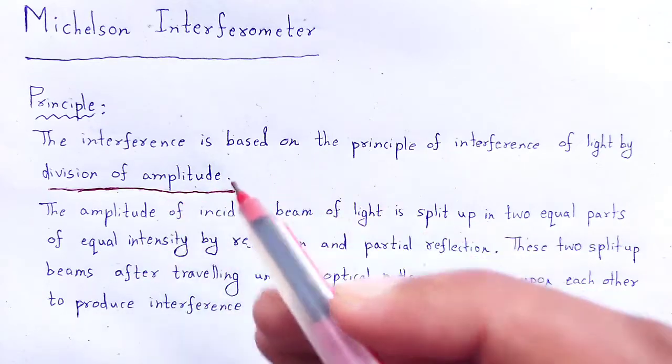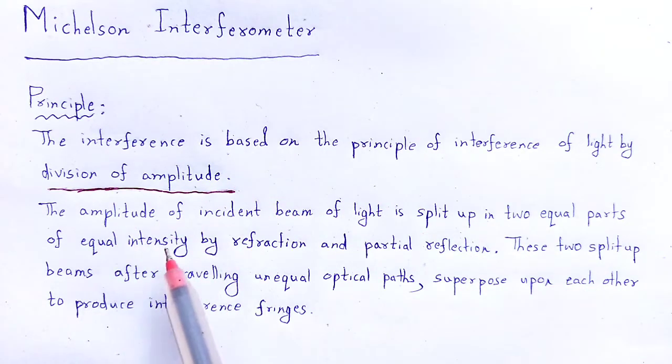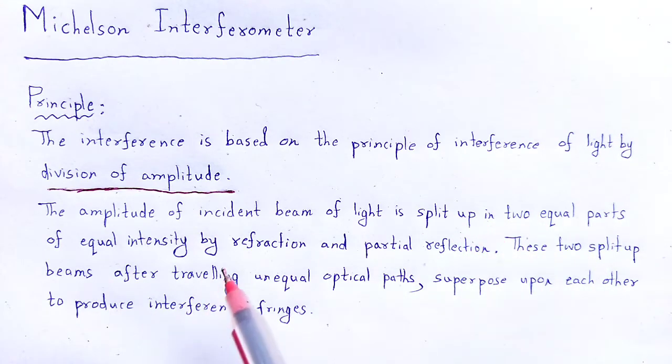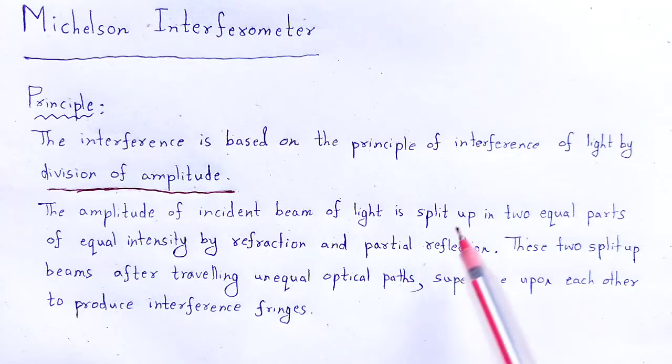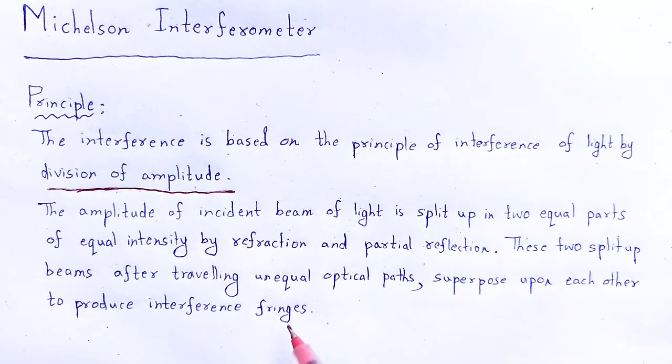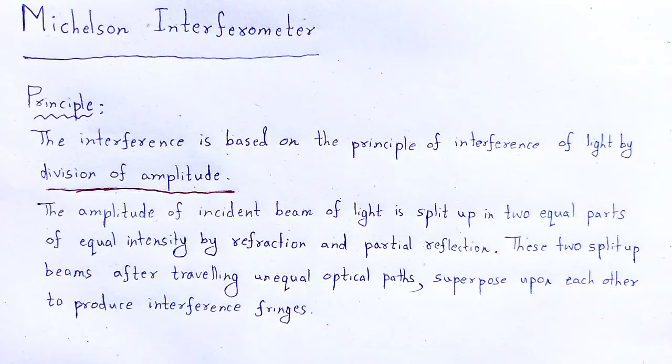Exactly what happens in that case: the amplitude of the incident beam of light is split into two parts of equal intensity by the process of refraction and partial reflection. Finally, these two split beams, after travelling unequal optical paths, are superimposed with each other to form interference fringes. Let us proceed towards the experimental setup of Michelson interferometer.